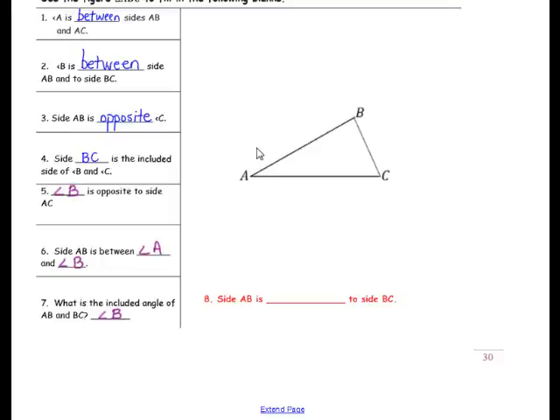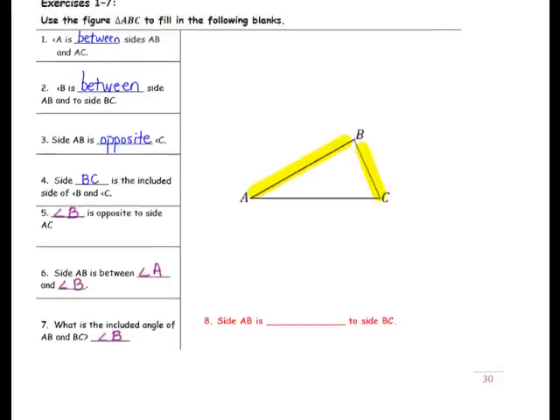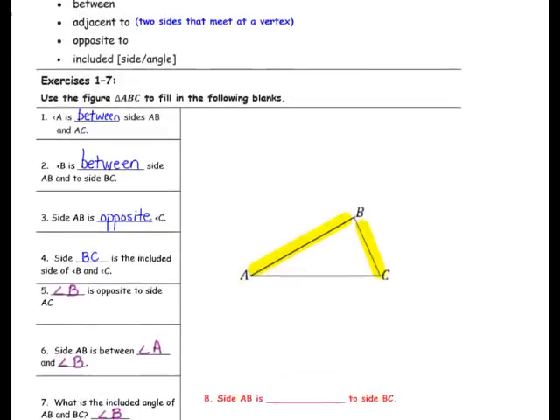Add number 8 to your paper. Side AB is blank to side BC. Side AB is here, side BC is here. And how are they related? Side AB is adjacent to side BC. Recall that the definition of adjacent to is two sides that meet at a vertex. So they are sides that meet at vertex B. So the two sides are adjacent to each other.